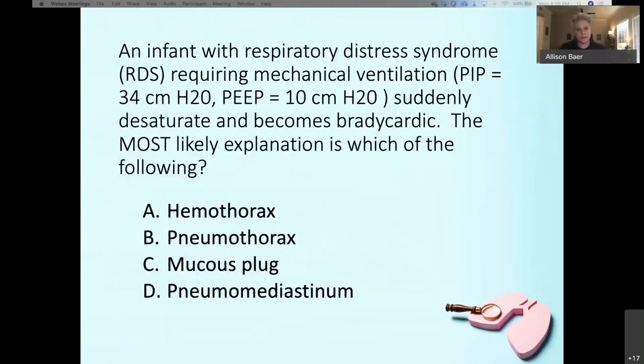All right. An infant with respiratory distress syndrome, RDS, is requiring mechanical ventilation, and those are their settings. The PIP is 34 and the PEEP is 10 in an infant. They suddenly desaturate and become bradycardic. Which is the most likely explanation? Go ahead and make your best guess.